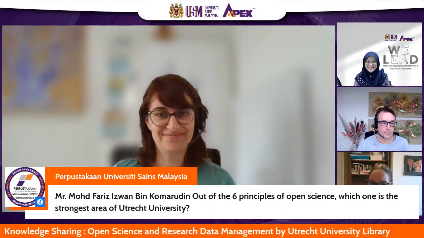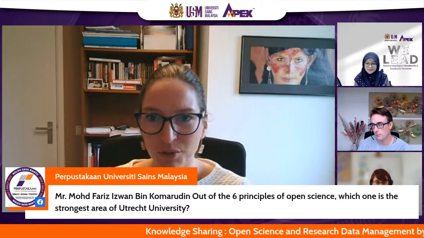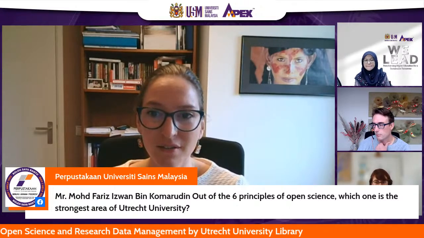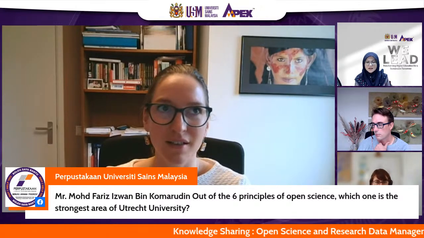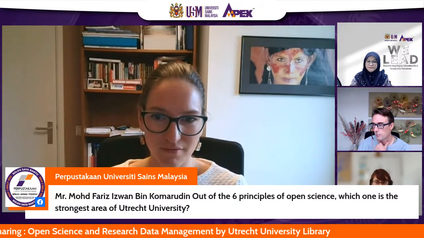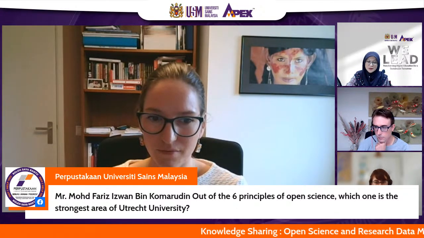I'm not completely sure which six principles he's referring to, but I think open access has been going on already for a really long time at Utrecht. It was really pushed by the university library, so I think this is something that is going really, really well. It's also not a question anymore whether people want to publish open access, it's more how do they want to publish open access. So I think this is really something that's going very well. Okay, so it's actually open access area is the strongest area of open science at Utrecht University.